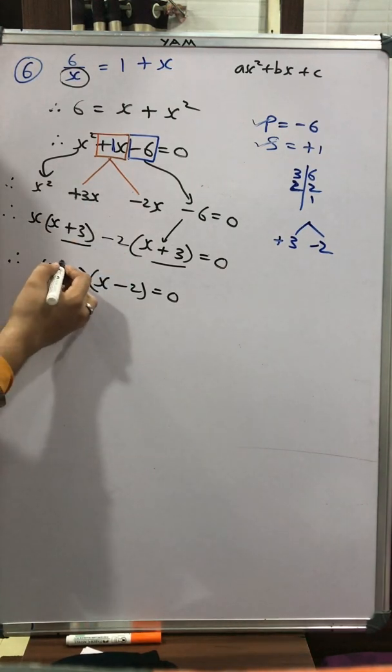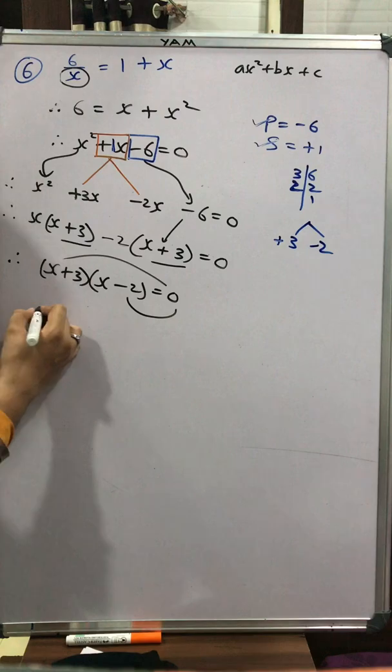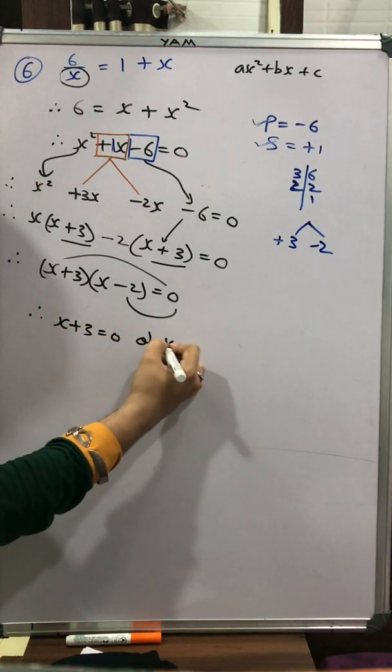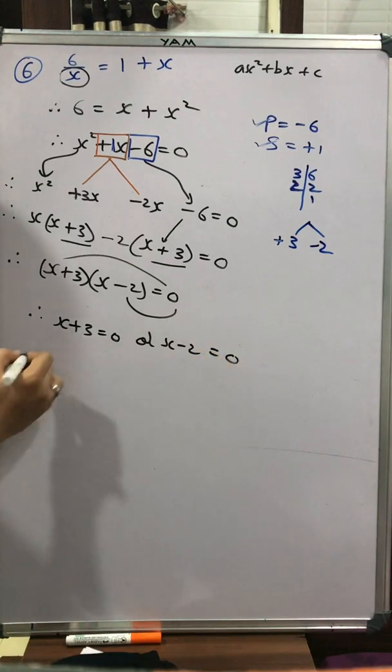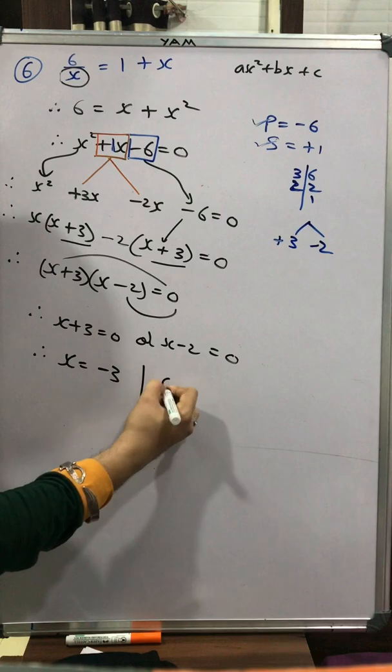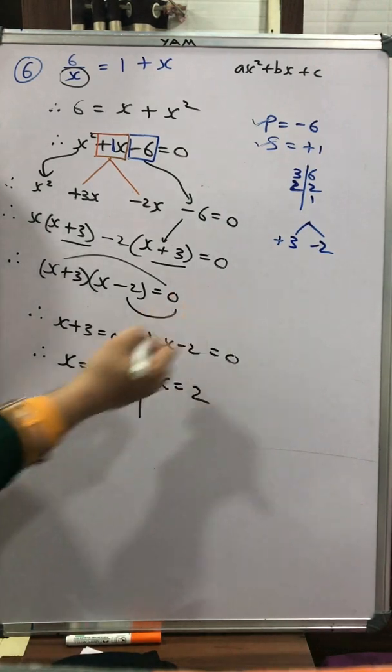So now either this will be equal to 0 or this will be equal to 0. Therefore x plus 3 is equal to 0, or x minus 2 is equal to 0. Therefore x is equal to -3 and x is equal to +2. -2 goes there and becomes +2.